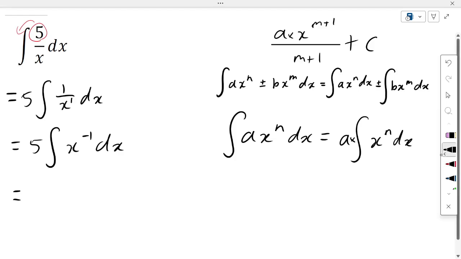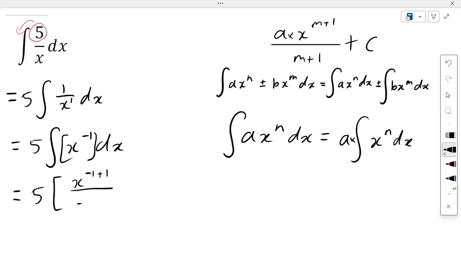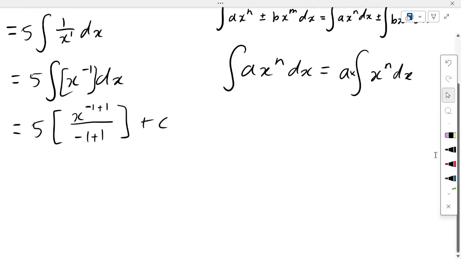And this is just going to be equal to 5 multiplied by, and we know that the integral is affecting this entire thing over here, x to the power of negative 1. So this is going to be 5 multiplied by, 1 is the coefficient, so it's going to be x raised to the power of negative 1 plus 1 divided by negative 1 plus 1, and this is plus c. Okay, we simplify further, then we're going to have 5 multiplied by x to the power of negative 1 plus 1, which is 0, divided by negative 1 plus 1, which is 0.